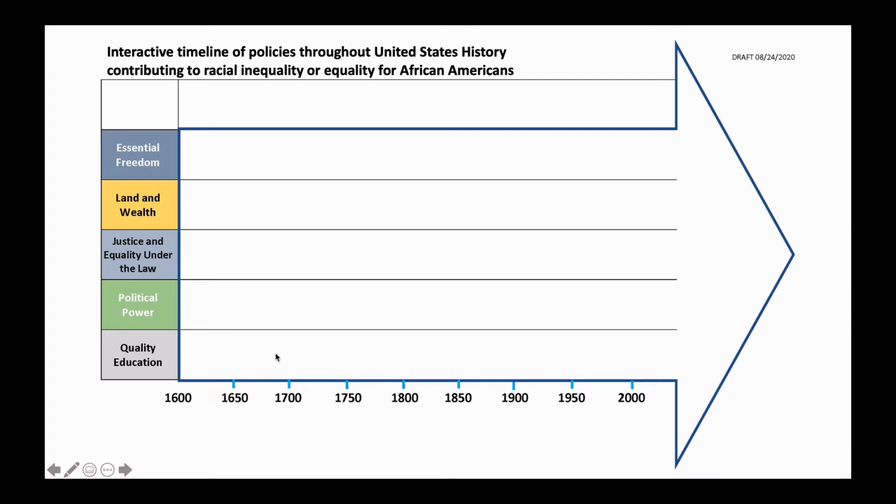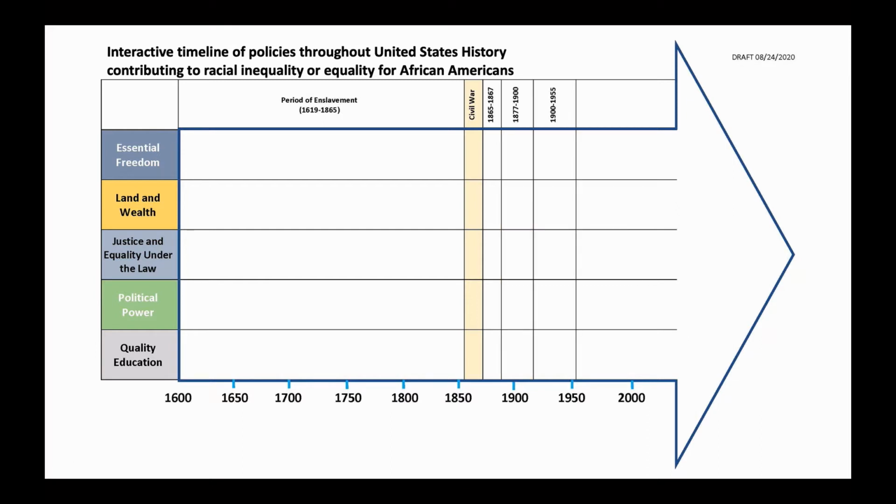The timeline is also divided into time periods, including the period of enslavement, which you can see lasted more than half of the time covered by this history. The Civil War, which led to the end of legal slavery and legislative changes meant to address inequality for African Americans. After the Civil War is another period during which numerous policies, programs, and practices solidified a system of racial inequality for African Americans across the nation.